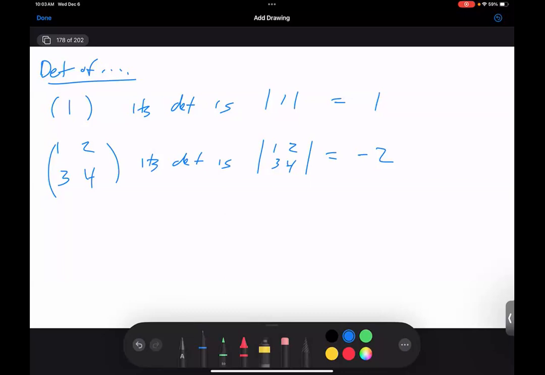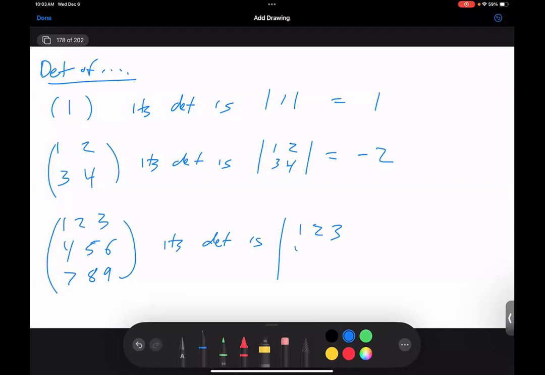A 3 by 3, and what do you think it would be? Yep. What would be the next one? 4, 5, 6, 7, 8, 9. And so its determinant. And how am I getting these numbers? I'm just taking the numbers from 1 to n squared, because it's an n by n matrix. It has n squared elements.